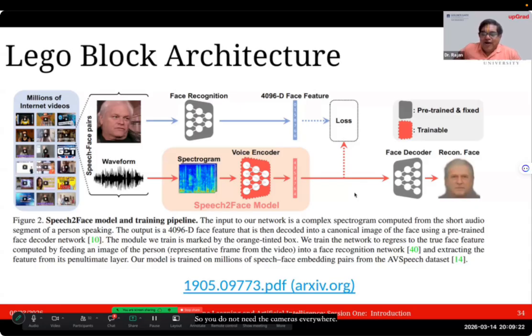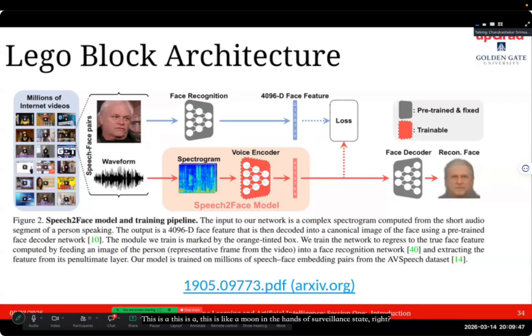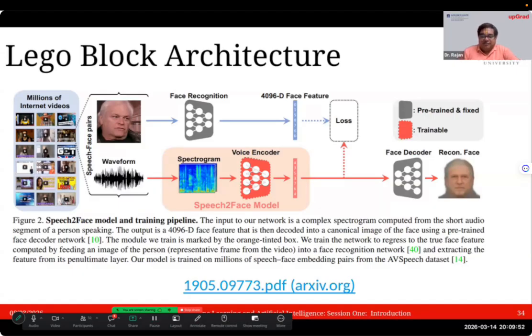You don't need cameras everywhere. For surveillance, if you could have just audio recorders, you could record people's voices, and then from that you could probably generate how this person might look. This is like a boon in the hands of a surveillance state, right? But anyway, I'll stop here. This is the evolution of Gen AI in the last few years.